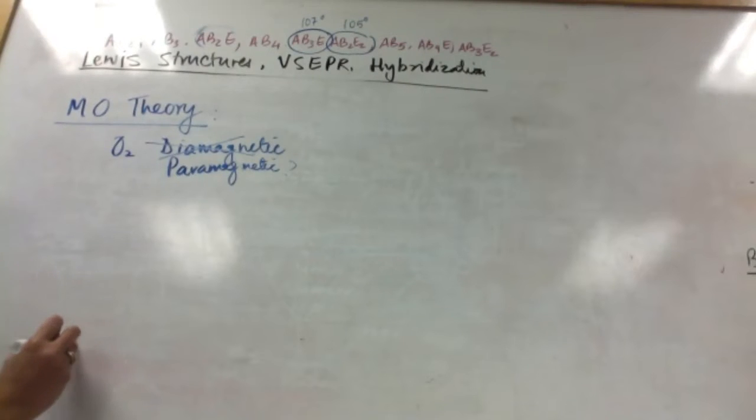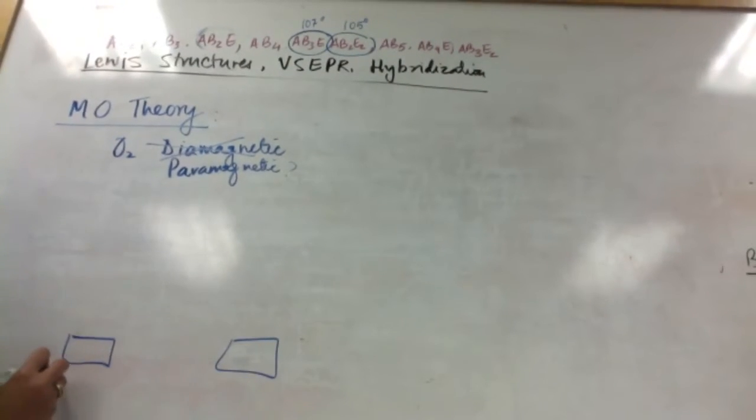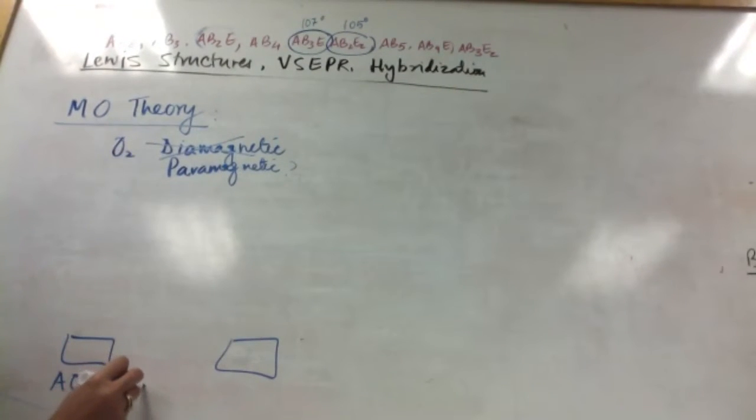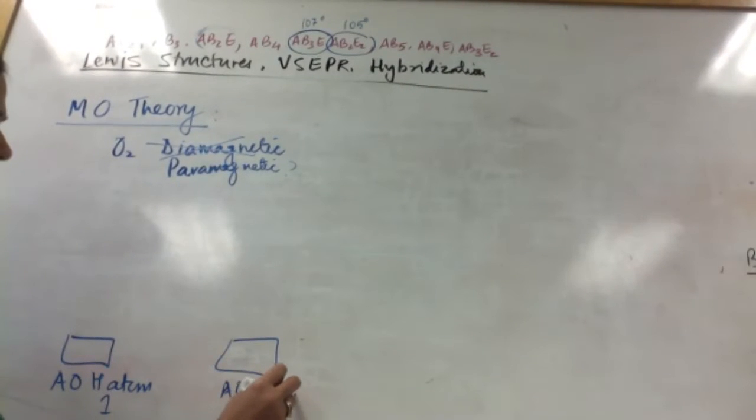And the reason for that is explained by MO theory. MO theory says when atomic orbitals overlap. So this is atomic orbital of, let's say, hydrogen atom 1. And this is atomic orbital of hydrogen atom 2.